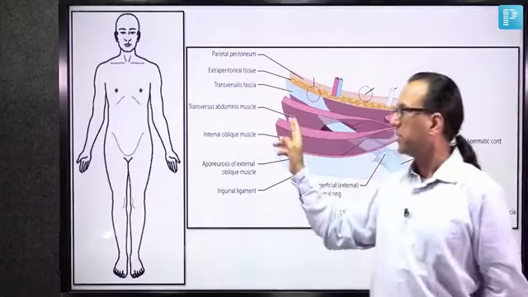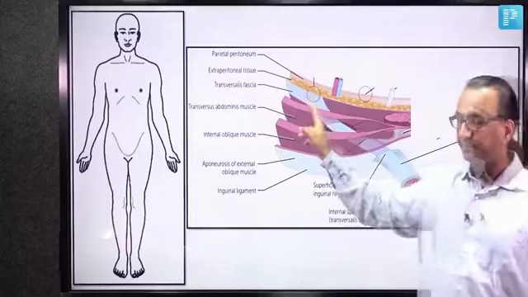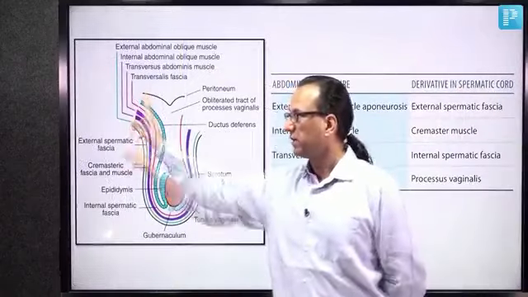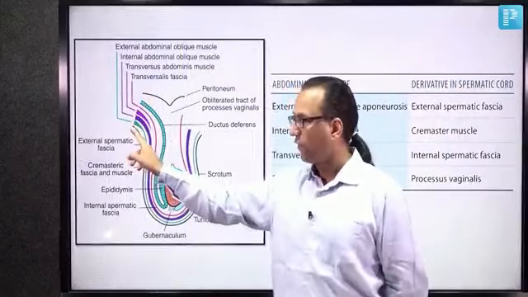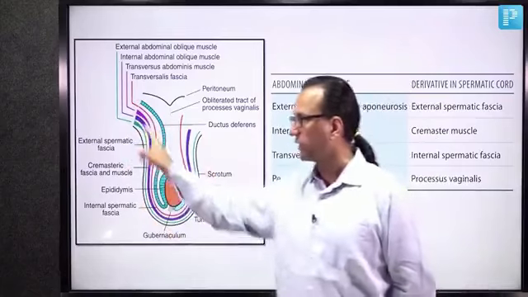And still deeper is the transversalis fascia, which has an opening called the deep inguinal ring for the passage of the spermatic cord. Now understand that these muscles of the anterior abdominal wall, as they form the layers of the spermatic cord, will also form the layers of the scrotum following the testis.